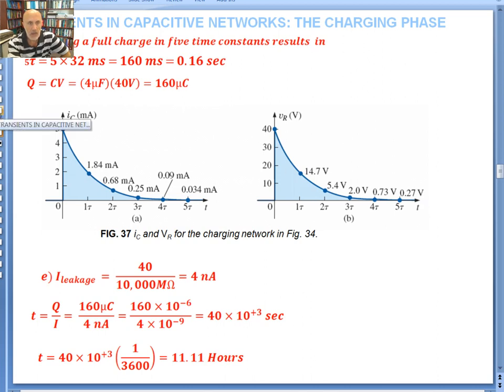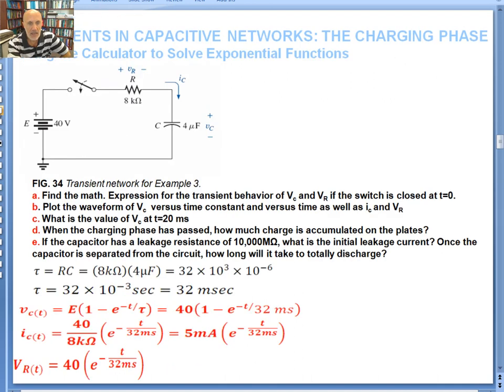And part E of the problem, it says if the capacitor has a leakage resistance of 10,000 megaohms, what is the initial leakage current, and once the capacitor is separated from the circuit, so you put it on the shelf, then how long does it take to totally discharge due to the leakage current?